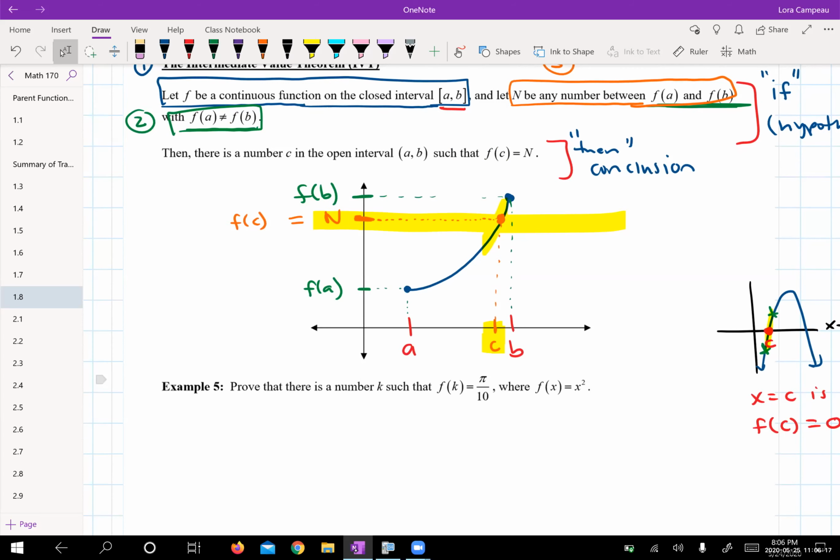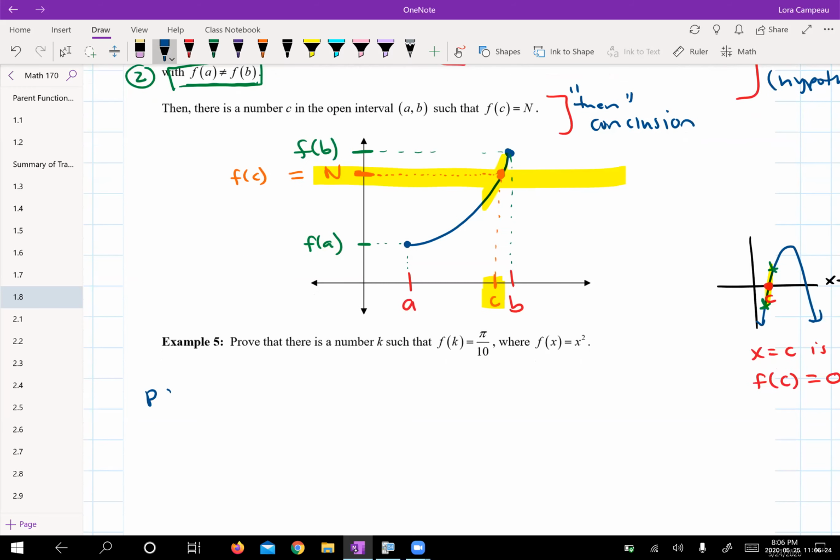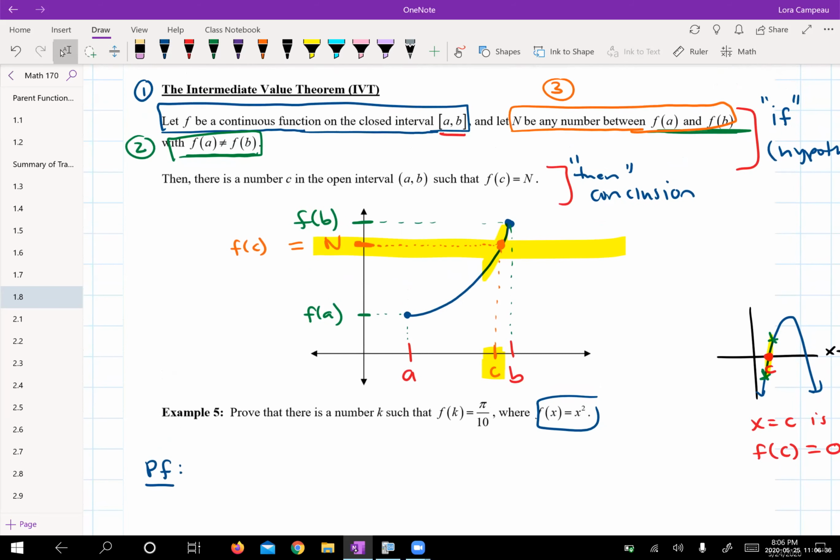For the first part, if I'm looking at item number 1, item number 2, I'll start off with labeling my proof. PF for proof. Nice little abbreviation. They're telling us who the function is already. So if I look at my intermediate value theorem, they're already setting up the item number 1.